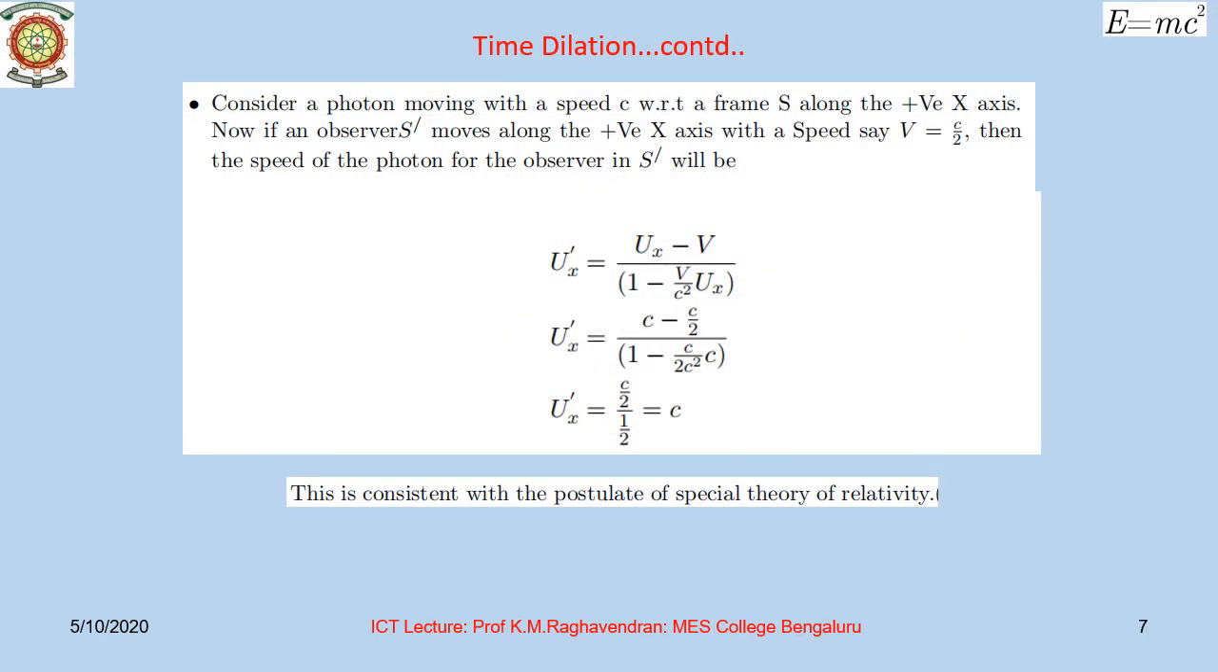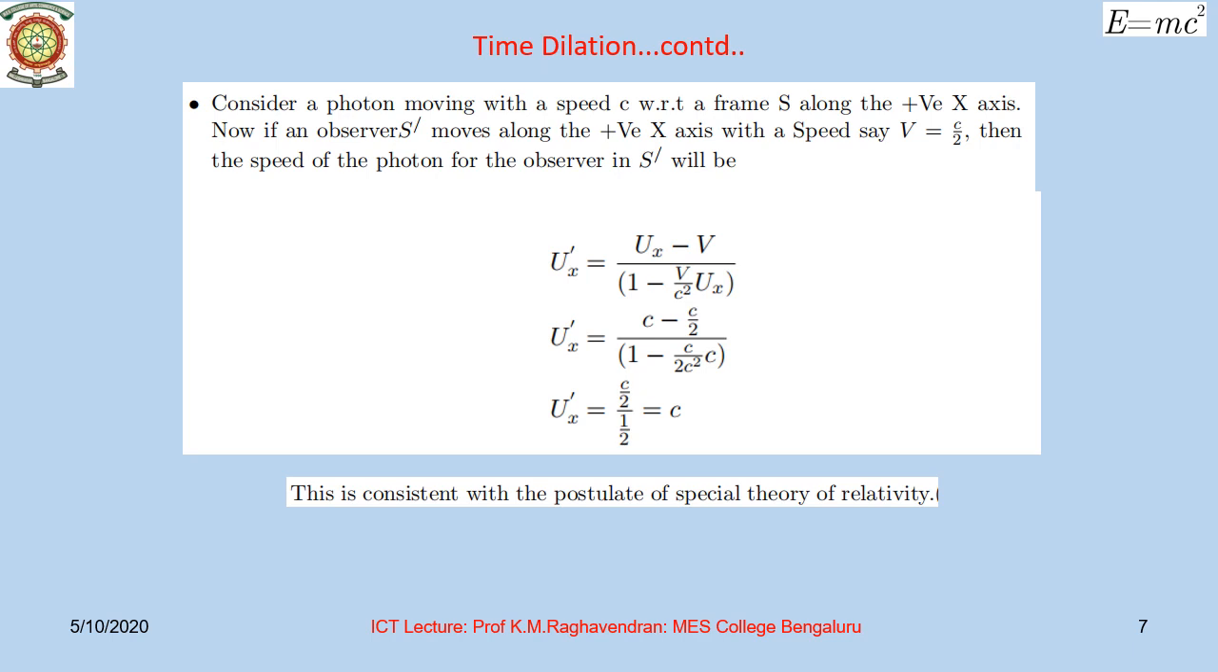The second important point I would like to make is to show that the velocity transformation equations or velocity addition theorem is consistent with the postulate of relativity. Now, if you consider a photon moving with a speed c with respect to the frame S along the positive x-axis, then for an observer S dash who is moving along the positive x-axis with a speed v equal to, let us say, half the speed of light, that is v equal to c by 2, then what is the speed of the photon for the observer in S dash?